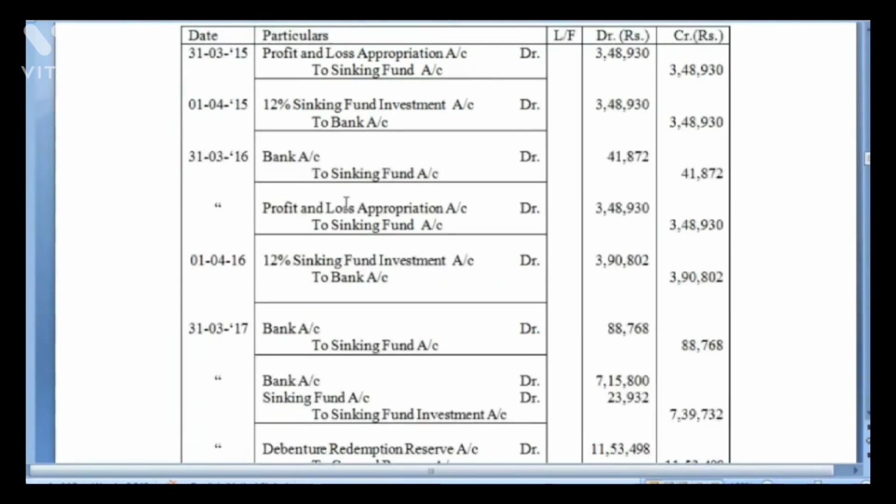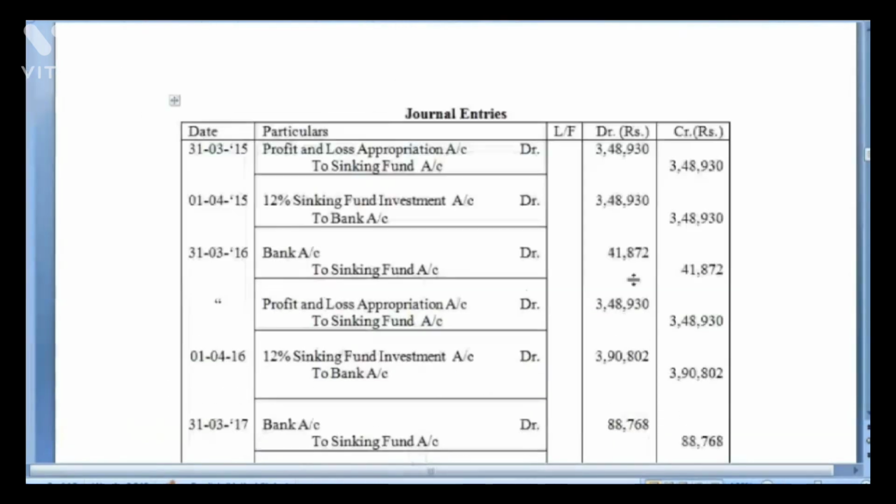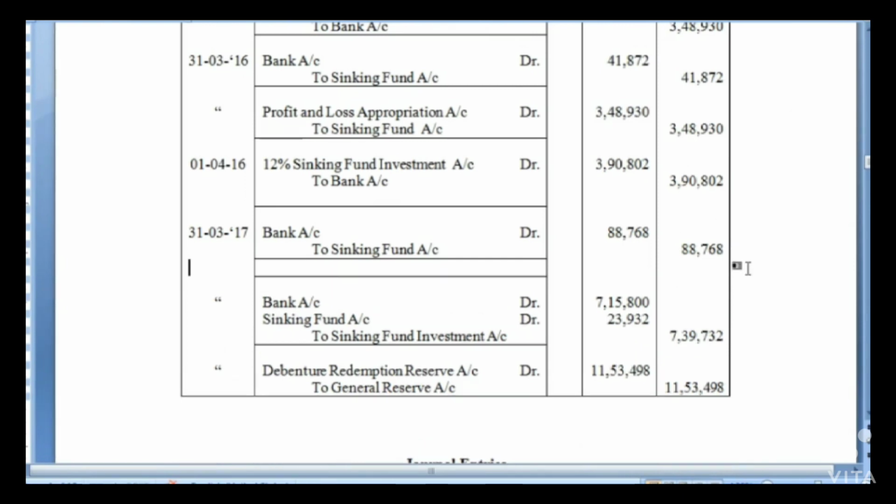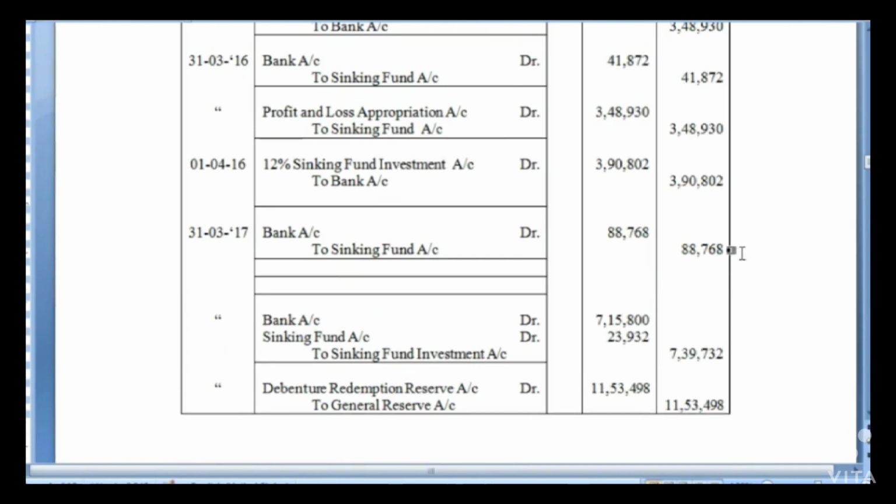At the end of the 31/3/17, 31/3/17 એન્ટ્રી કરેલી નથી, અહીંયા થવી જોઈએ એક એન્ટ્રી. You must be write a one journal entry here on 31st of March.